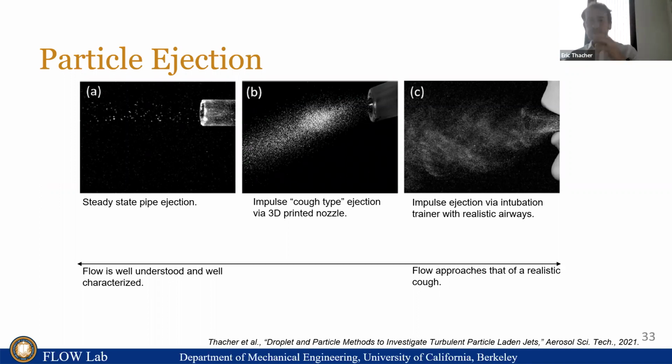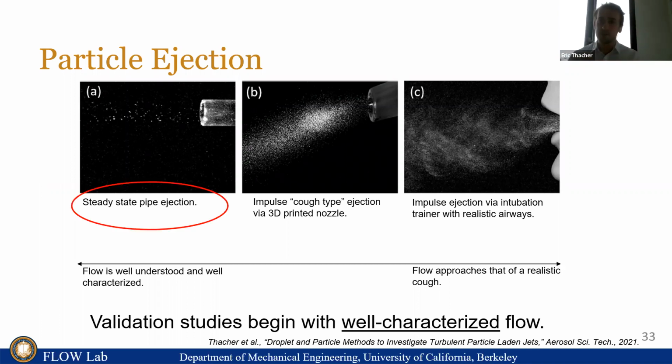It could be used to validate studies. Versus impulse ejection, to replicate a cough, a highly transient event, via an intubation trainer with realistic airways, which is approaching a realistic cough. It isn't exactly one, but it's still interesting to study. But because we're focusing on validation methods here, we want to start with a well-characterized flow, so we're going with the steady state pipe ejection. If I have time, which I probably won't, I can go through a couple of slides showing the experiments that we did very quickly with the impulse ejection.